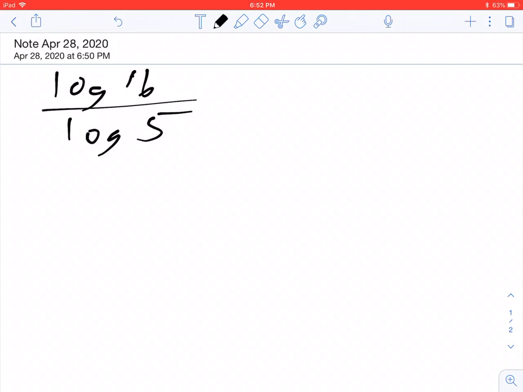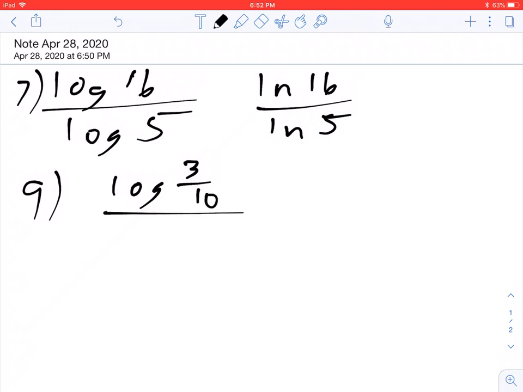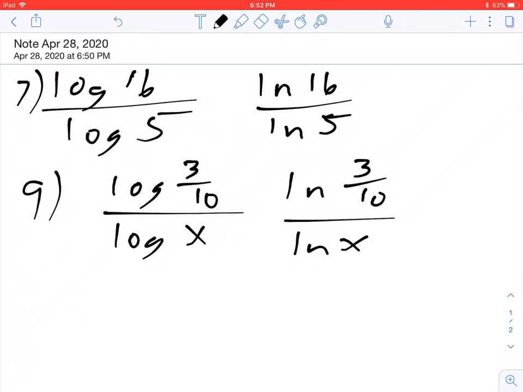So as you can see, there's no base written there. Therefore, it's the common log. So this is number 7. That was part A. Part B to number 7 was the natural log. So same thing, just natural log of 16 divided by natural log of 5. Number 9's equally as easy. You're going to have log of 3/10 divided by log of x. And then for natural log, it's going to be natural log of 3/10 divided by natural log of x.